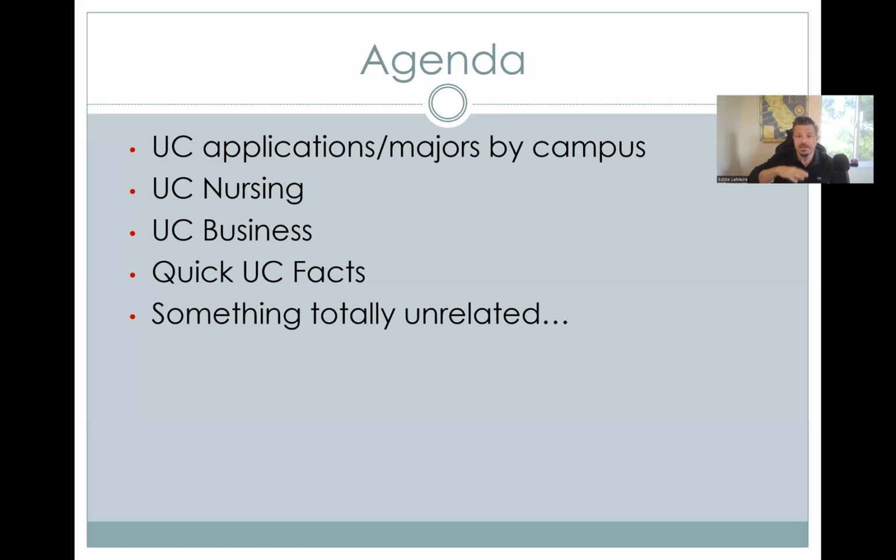We're going to go over the applications, majors by campus, and a couple of specific majors that people tend to have an interest in that are impacted and conversation-worthy: nursing and business. Then UC quick facts, a handful of things that were gone over during the UC Counselor Conference this past week that were relevant, and something totally unrelated, especially for computer science majors. So that's the teaser. Stick around until the end. Without any further ado, let's get moving.